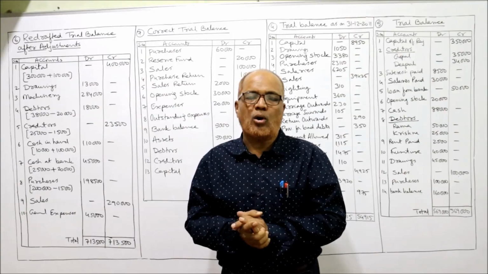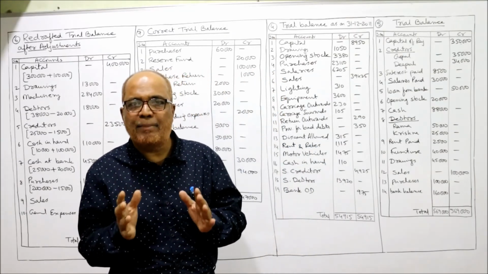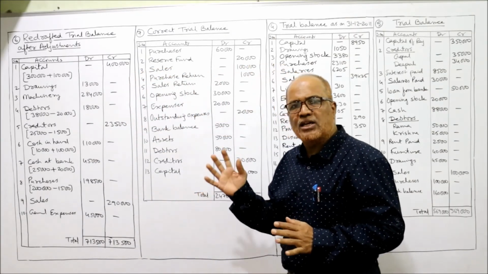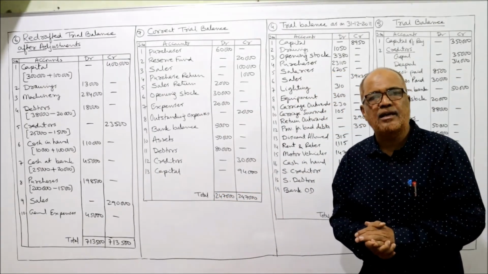I have explained all the 7 problems from the beginning. First, second, third, fourth. Each and every item I have explained clearly.